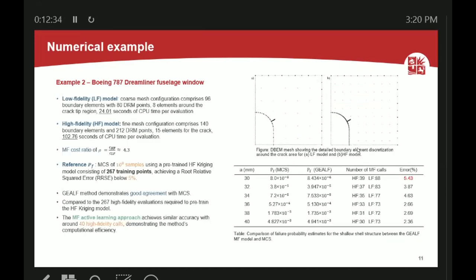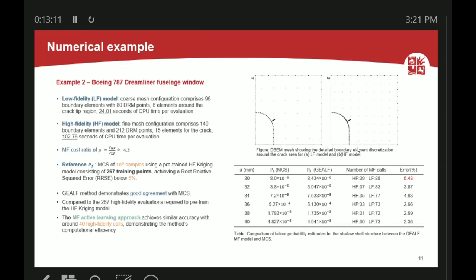So this is the setup of our low fidelity model and high fidelity model. Basically, they come from two different qualities of mesh. The low fidelity model requires around 24 seconds to run, and the high fidelity model needs around 2 minutes to run. This gives us a cost ratio of around 4. We also took the traditional way of a pre-trained surrogate model plugged into a Monte Carlo simulation. This is just to give a reference failure probability and assess the accuracy of our method.